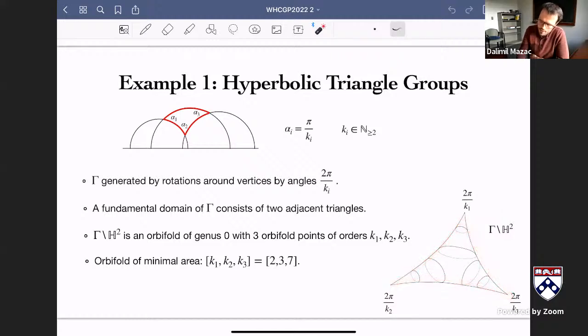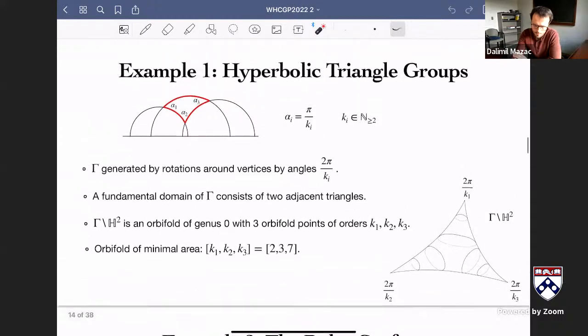So there's a triangle in the front, a triangle in the back, and they are glued along the edges. So topologically, you get an orbifold of genus 0 with 3 orbifold points of orders k1, k2, and k3, meaning that the angle at the points is 2 pi over ki. And the hyperbolic orbifold of minimal area is an example of these triangles. It's with k1, k2, k3 being 2, 3, and 7. And this orbifold 2, 3, 7 will play an important role very soon.